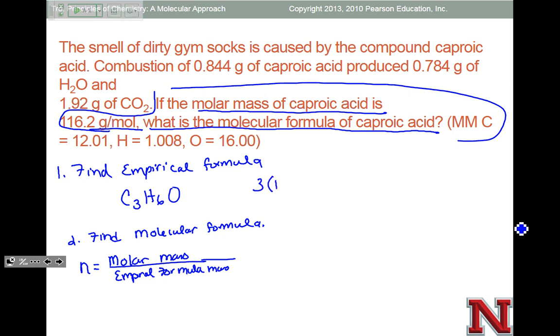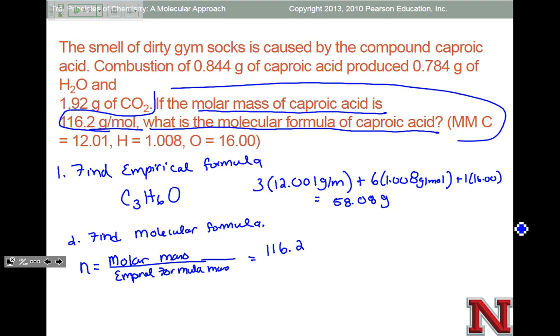So our empirical formula, our mass of carbon is 12.001 times 3 plus 6 times 1.008. Plus, of course, 16. So that's 58.08 grams. Now again, that number should be smaller than our molar mass. It is, so we're on a good track.